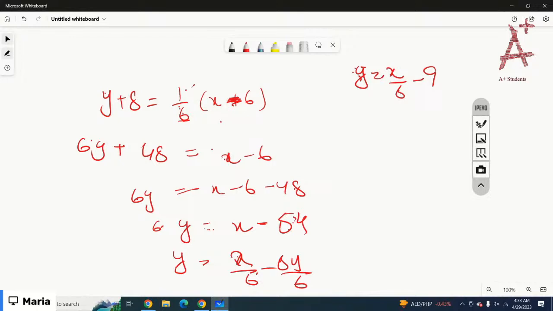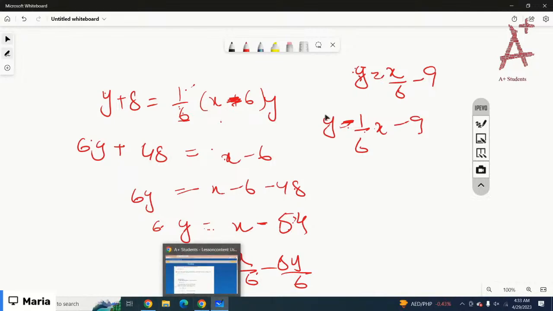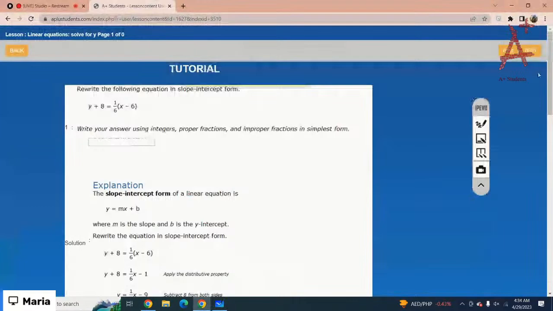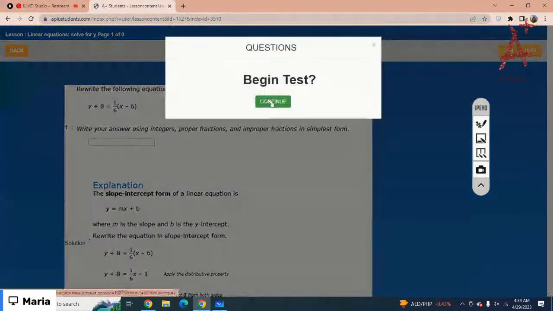Basically, you have to write down the equation in slope-intercept form. The slope-intercept form is y equals mx plus b. So it would be y equals 1 over 6x minus 9. So this is the equation in slope-intercept form. Let's start with the test questions.